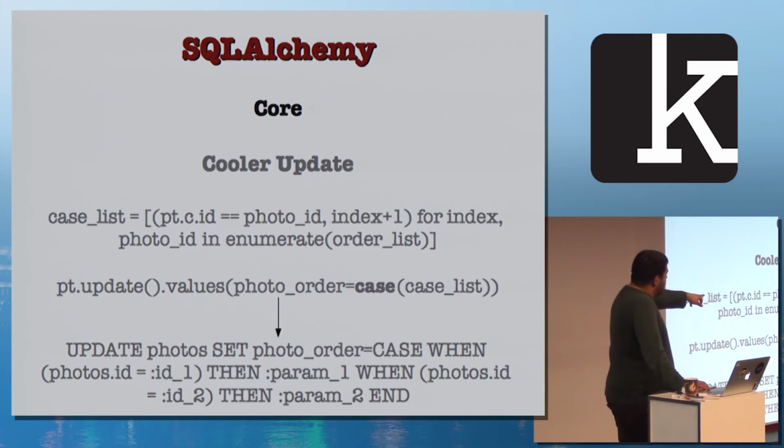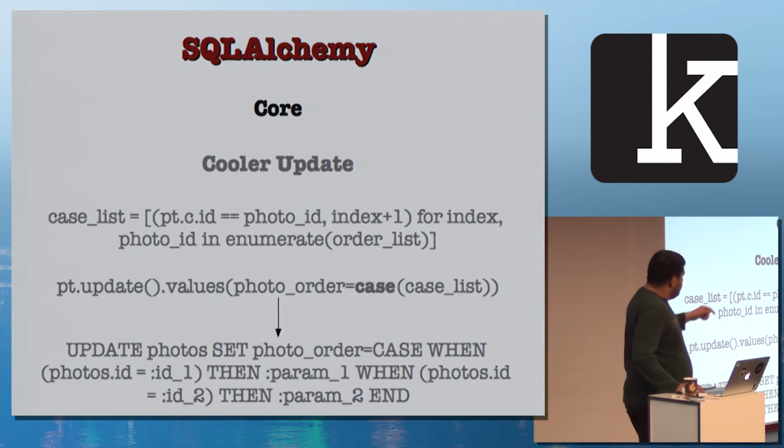So simply, SQLAlchemy has a case method which generates a case when statement. It takes a list. The first one is the statement. You will see that there's a tuple in the list. And the first one is the expression that says the condition is the ID must be the photo ID that we have in the list, and its photo order will be that index. So the SQL that will generate is update photos, set photo order, and then a case statement, which will say when the photo ID is 1, it will be 1. When the photo ID is 5, it will be 2. When the photo ID is 8, it will be 3.